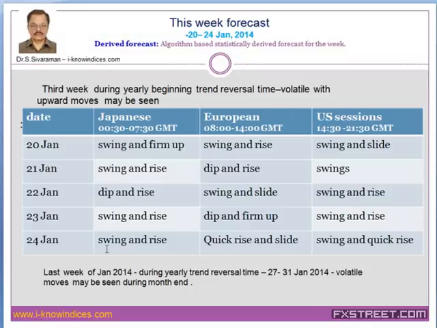Then on Friday, a swing and rise or firm up could be seen during the Japanese session. Then a quick rise as a spike could be seen on the upside, and from there they could make a slide, creating either-way stop moves. And then finally, for the US session of the weekend, they are expected to make swing and quick rise moves on the upside.